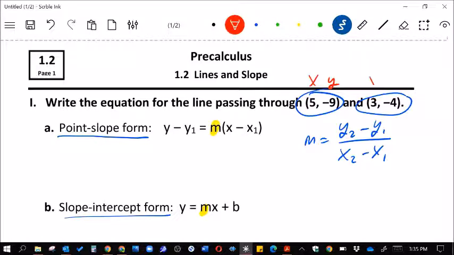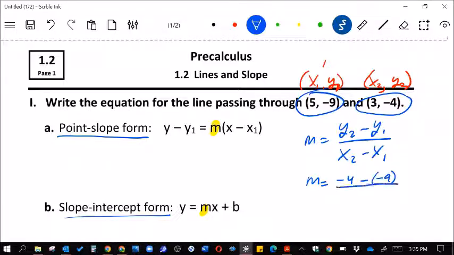So this is an x and y, and this is an x and y. For the first pair, we'll call that x sub 1 and y sub 1. And the second pair will be x sub 2 and y sub 2. So if we're going to use those, then for the slope, y2 is -4, and we're going to subtract -9. And on the bottom, for the x's, we'll do 3 take away 5, with the 4 and the 3 here coming from the same pair.